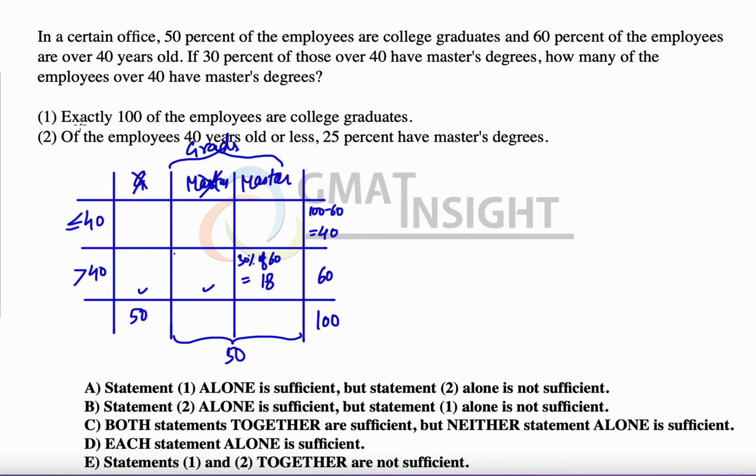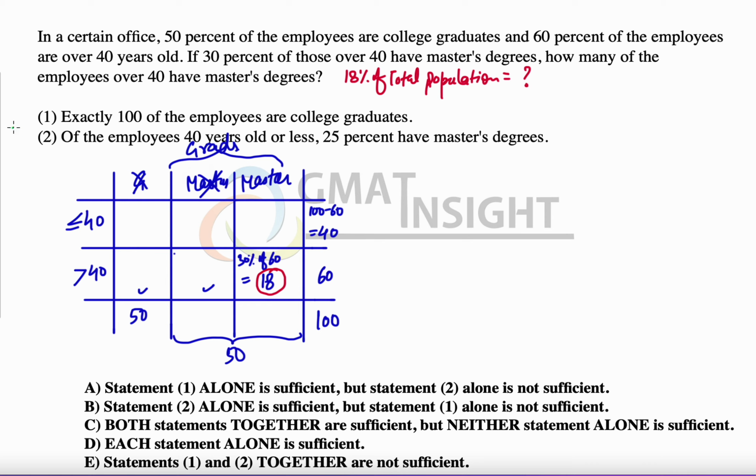Now the question is: exactly 100 of the employees are college graduates. And the question is asking how many of the employees over 40 have a master's degree? So how many of the employees over 40 have a master's degree? That means what we need to find is 18% of the total population. Now, we need to find it in exact numbers.